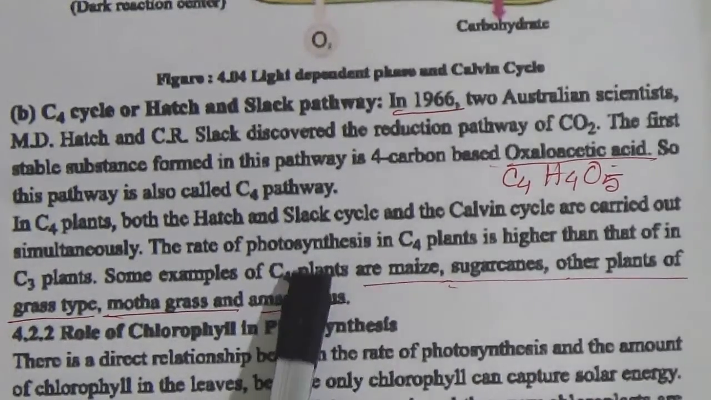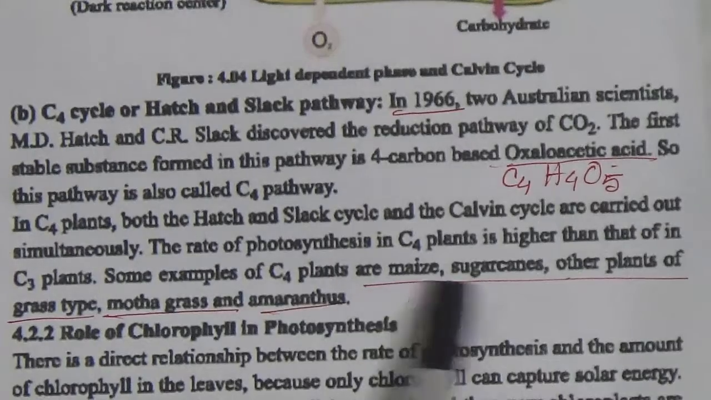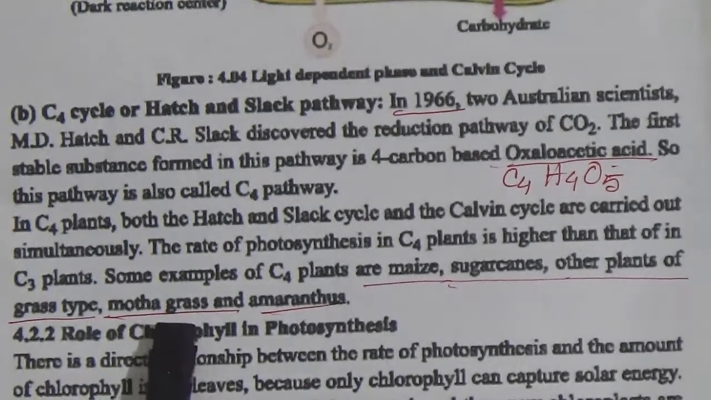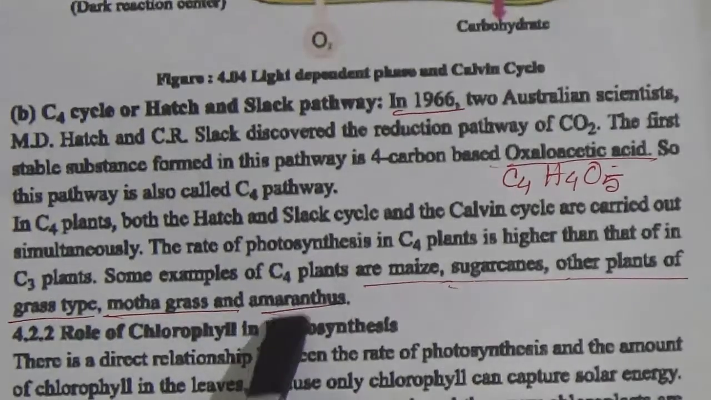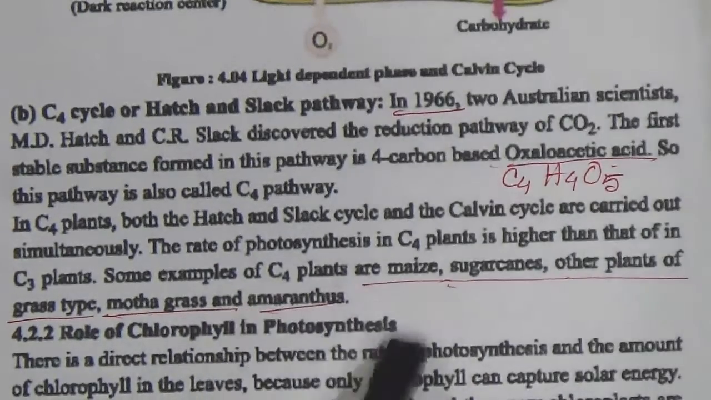Examples of C4 plants are maize, sugarcane, other grass-type plants, and Amaranth, that means lal shak. Amaranth also follows both the C4 and C3 cycles.